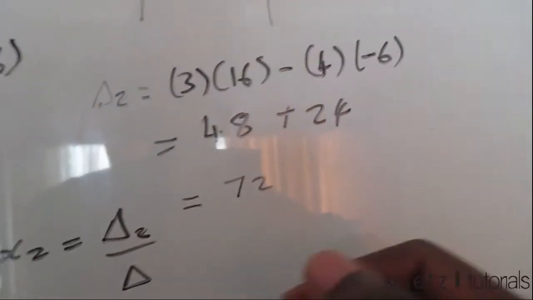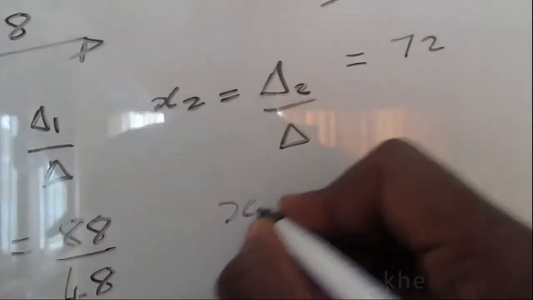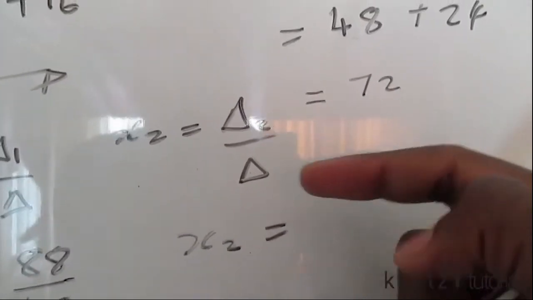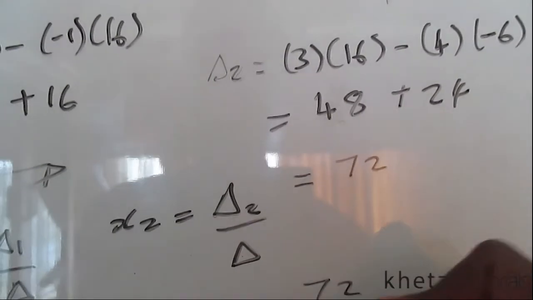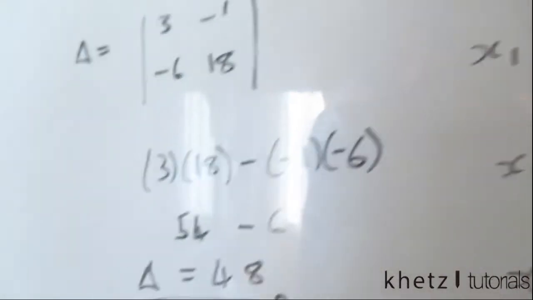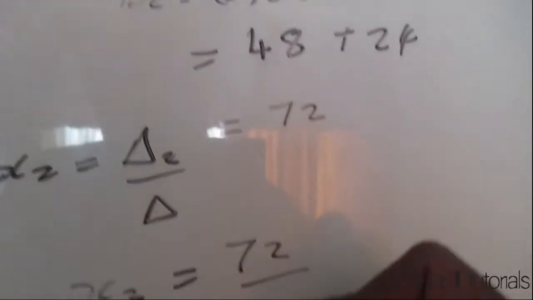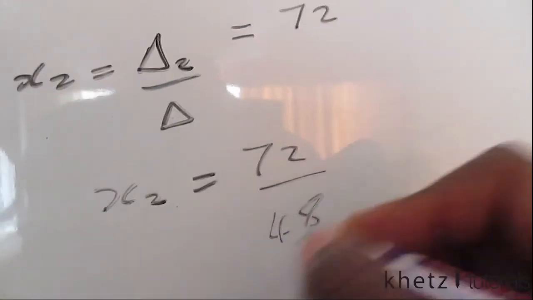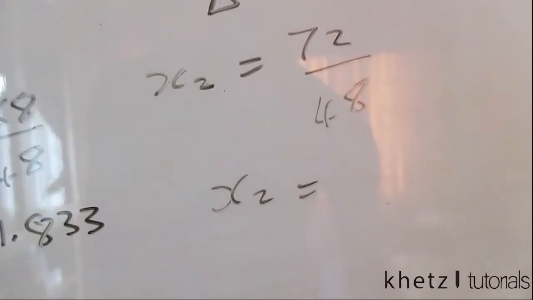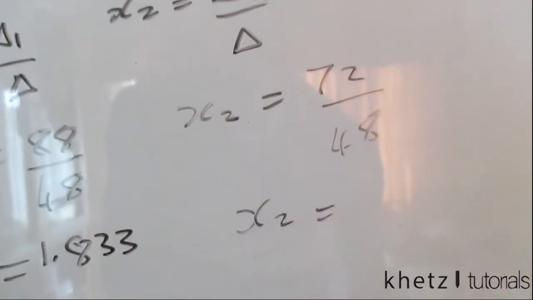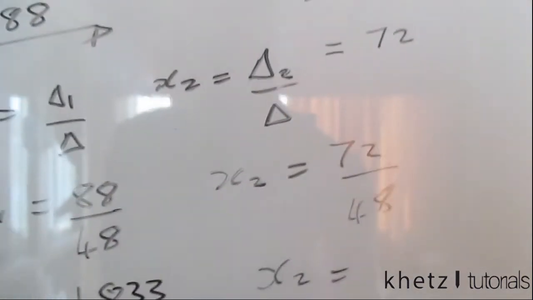And moving on to find x2. So x2 is equal to delta sub 2, which we found there to be 72, divided by delta, which is still 48. So that divided by that will give you x2. And the answer to that is 72 divided by 48, which is 1.5.